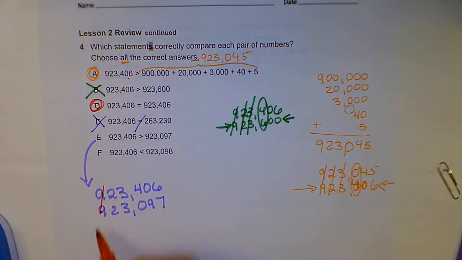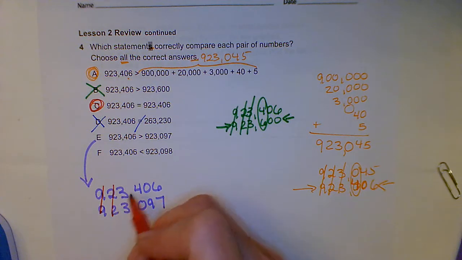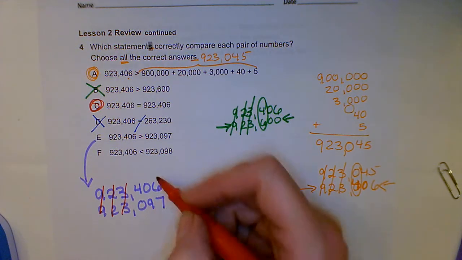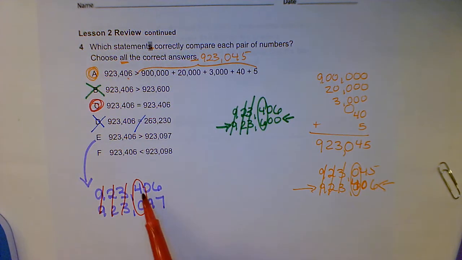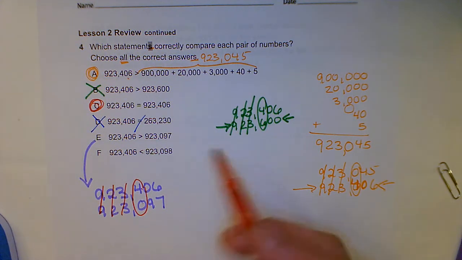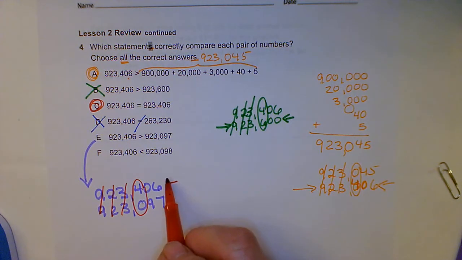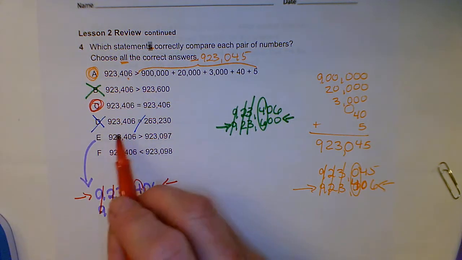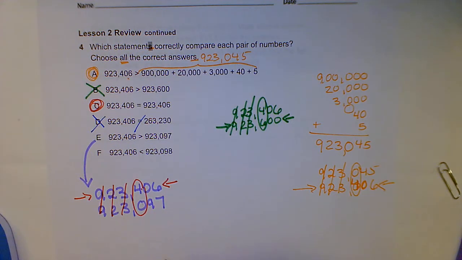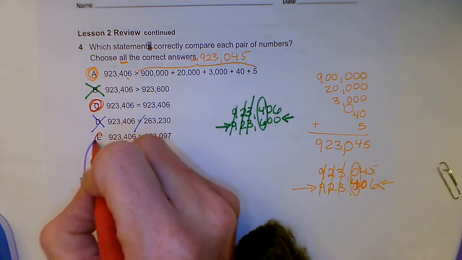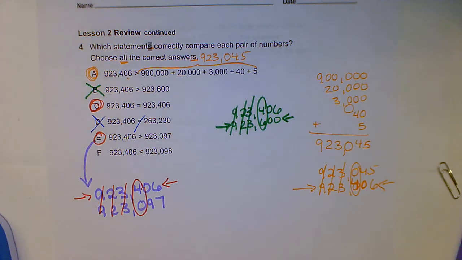These are the same, so we did our 100,000s, our 10,000s are the same, our thousands are the same. Now we move into the hundreds, and when we take a look at the hundreds, 4 is bigger than 0. 4 is much bigger than 0. So now what we know is that this is the larger number. And if I take a look here, that number is definitely the larger number. So I'm going to go ahead and circle it. All right, so let's go on to the last one of these.